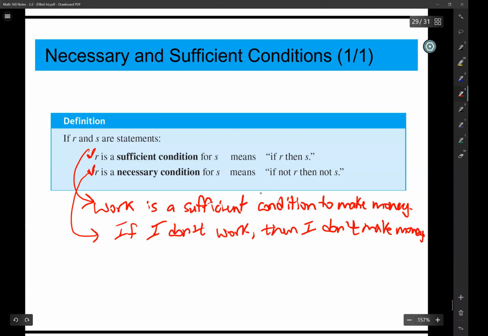Now these aren't the same. There's lots of people who make money without doing work. Social media stars. People on YouTube. No, just kidding. They work a little bit. But people who inherit money, there's lots of people who don't work, but yet they do make money. So you can see that this is not the same as this. So they're not logically equivalent. So sufficient and necessary aren't the same. They're different.